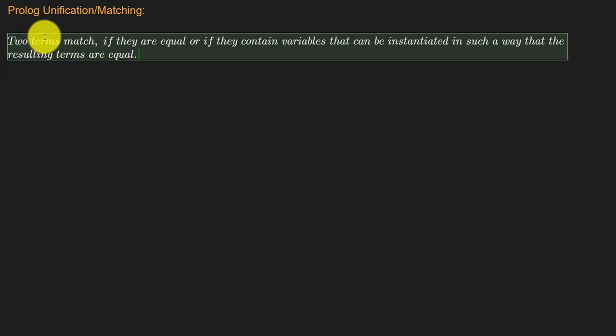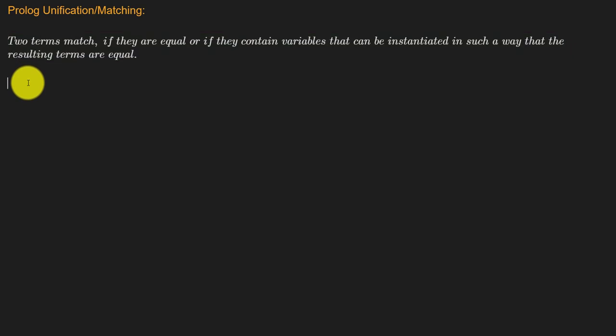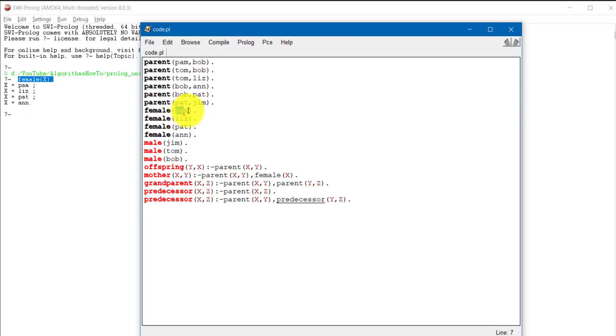So if I just give a couple of examples over here, Pam and Pam matches, right? If I just say Pam, this is an atom over there, and Pam matches because they are the same atom. So if I just go back here, I'm talking about this Pam over here, the input of this particular complex term. Okay, so here everything is an atom.